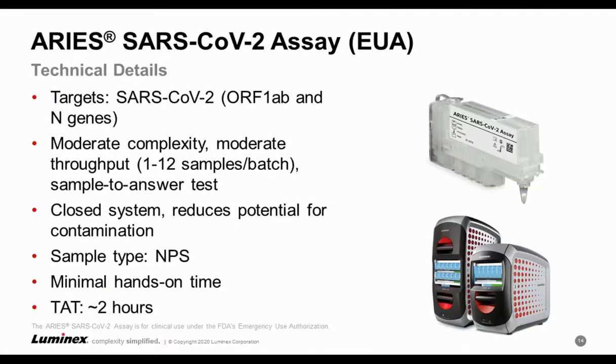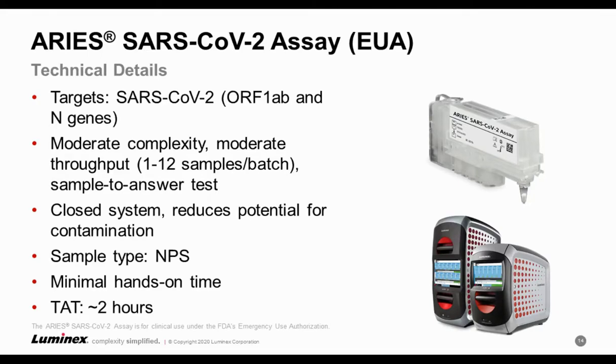The other assay I would like to cover is the ARIES SARS-CoV-2 assay. That is also emergency use authorized by the FDA. It targets the ORF1ab and N genes. It's moderately complex, has moderate throughput, and allows you to run 1 and up to 12 samples per instrument per batch. So some of our customers run 2 samples that come into the lab. They just run those 2. Others, you can run up to 12 per instrument.